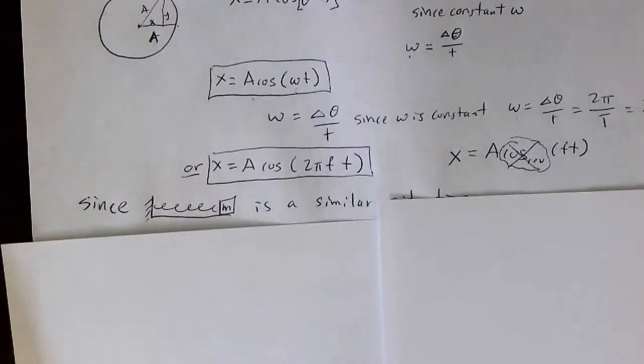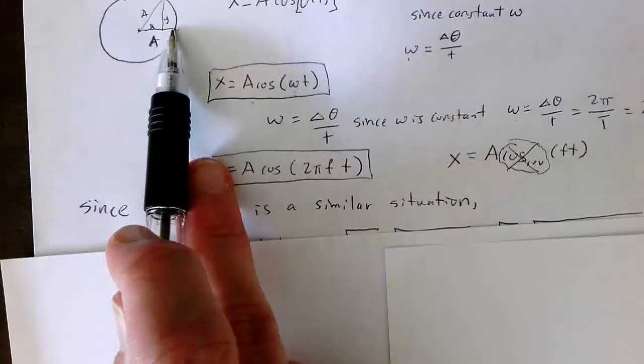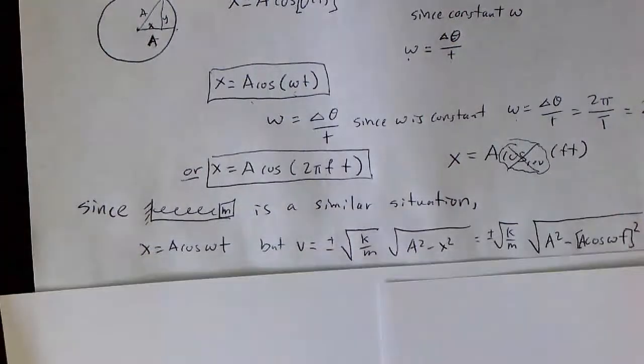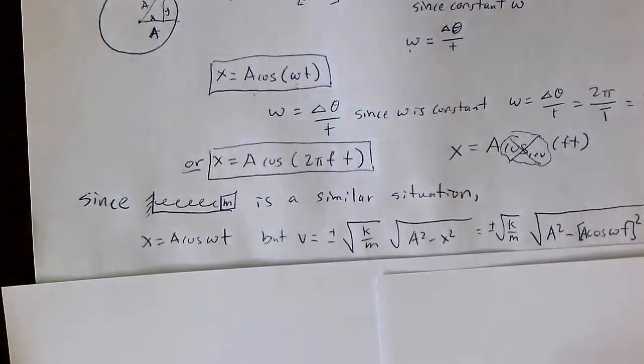So a lot of people drop that form. Okay, but we're going to say that this situation of this x position is similar to a spring bouncing back and forth. So we get the same equation for the spring, and we're going to solve for the velocity of the mass as it bounces back and forth.